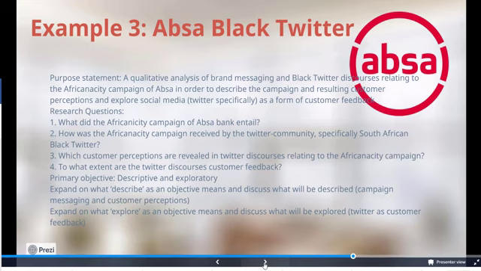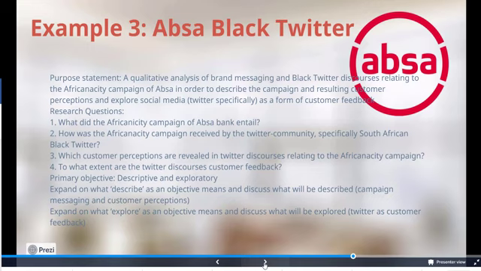The research questions here, I thought 4 of them could maybe represent the bigger purpose well. What did the Africanacity campaign of Absa Bank entail? So that is a description of the campaign. How was the Africanacity campaign received by the Twitter community, specifically South African Black Twitter? That is also a description, because we are going to end up with an analysis of how that reception was, good or bad, or what the main aspects were.